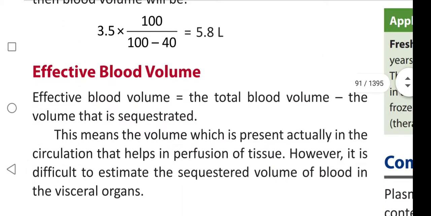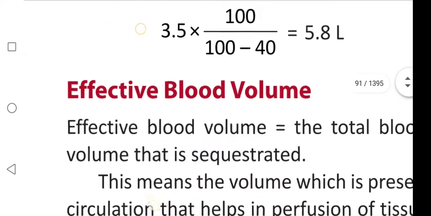In the next video we are going to learn about the effective blood volume. It is one of the concepts of blood volume.